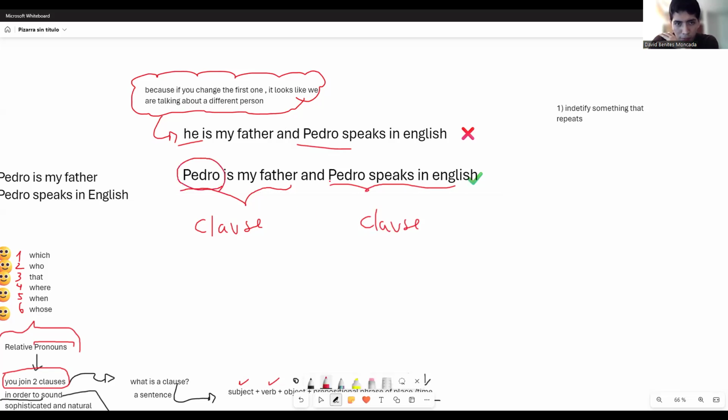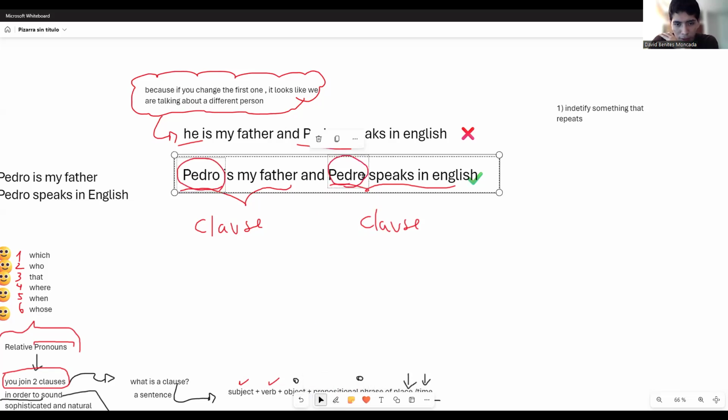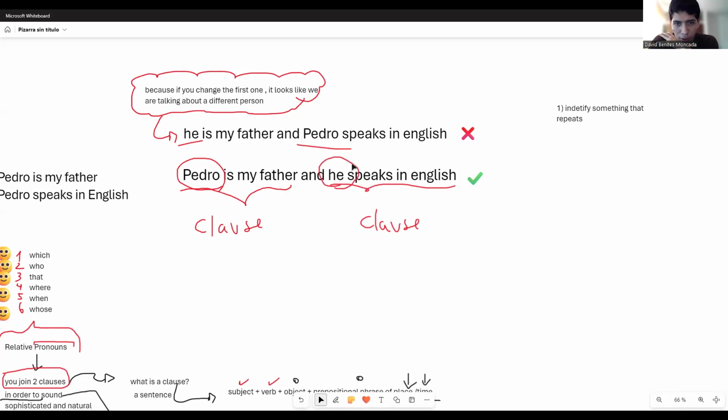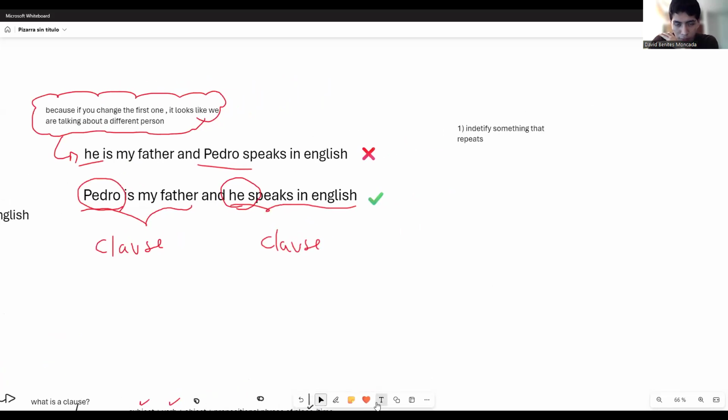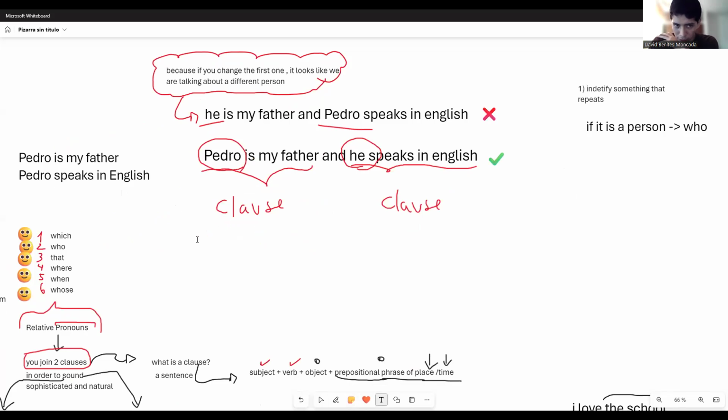Pedro, right? Because this is he. Obviously this is he. I will change it, and then you can see he is Pedro, right? So now you identify if it's a person. If it is a person, you use who. Focus on this part.